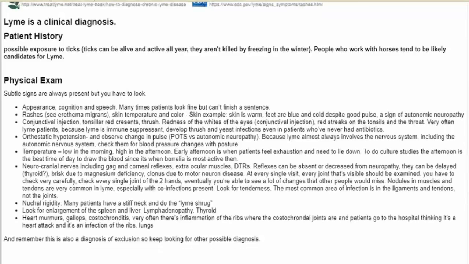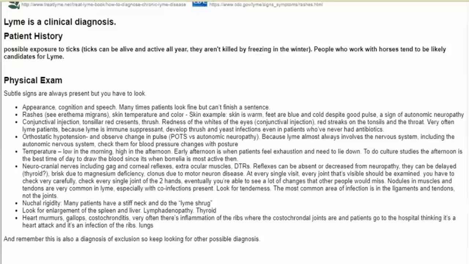The subtle signs are always present, but you have to look for them. As I recall, this comes from the work of Dr. Horowitz, who is really one of the go-to guys in medicine. He worked at the epicenter of Lyme and has treated thousands and thousands of patients. A lot of them came to him who had been diagnosed with other diseases, and he was able to find out, no, it's really Lyme, or there's a combination, like Lyme with co-infections. We'll get to that later.